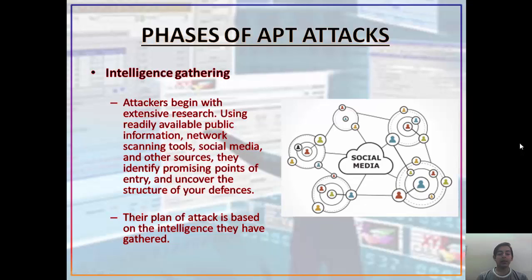Now what happens in intelligence gathering is, suppose you are using Facebook and you have uploaded your very basic information and your pictures. Suppose you are the CIO or the CEO of your company. Being a hacker, I will gather all the information about you using social media.